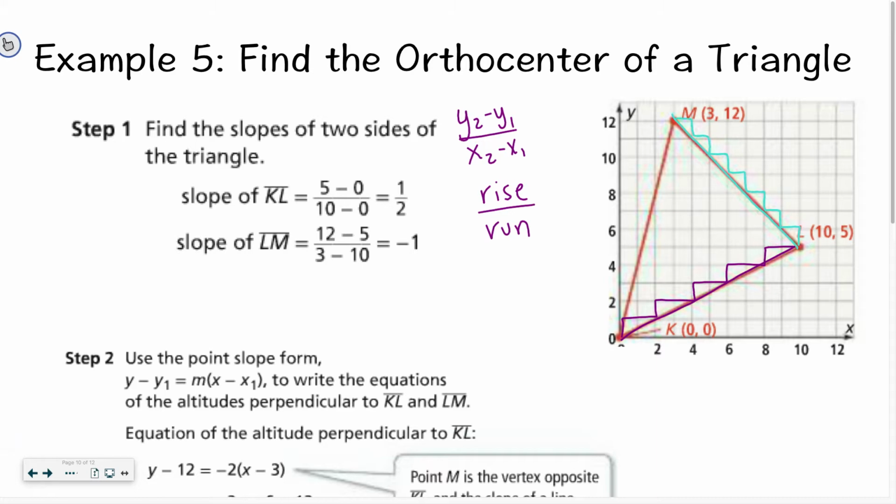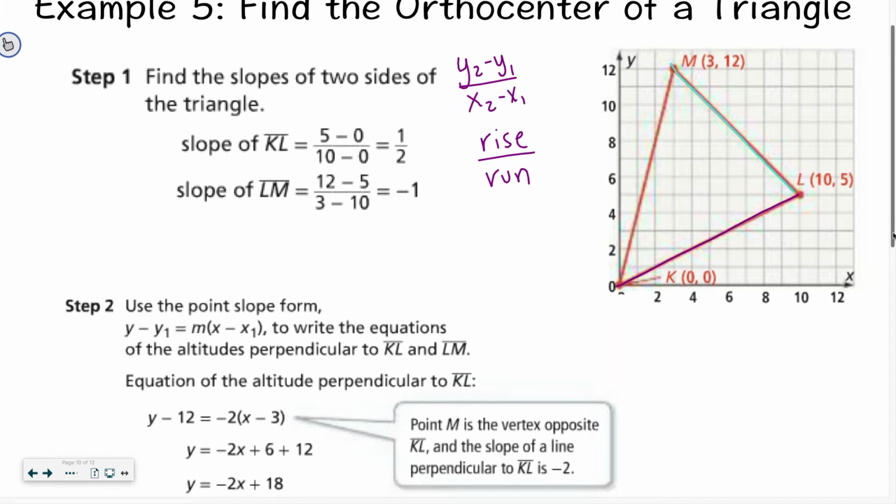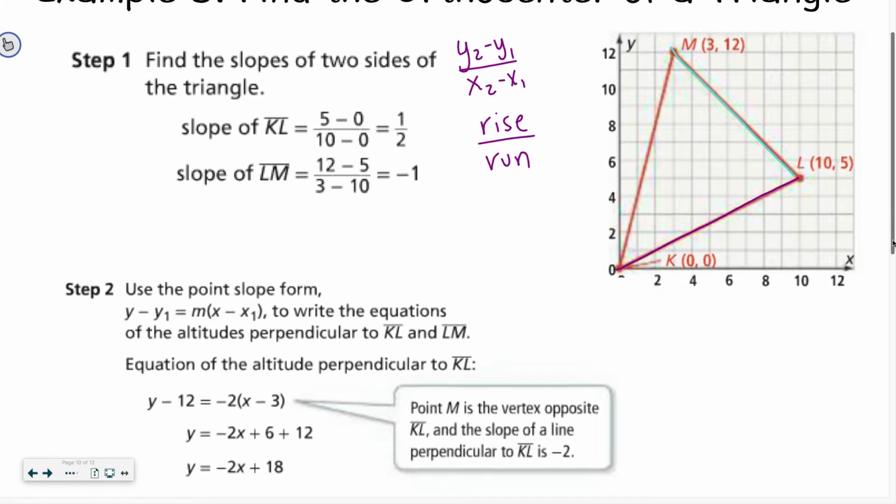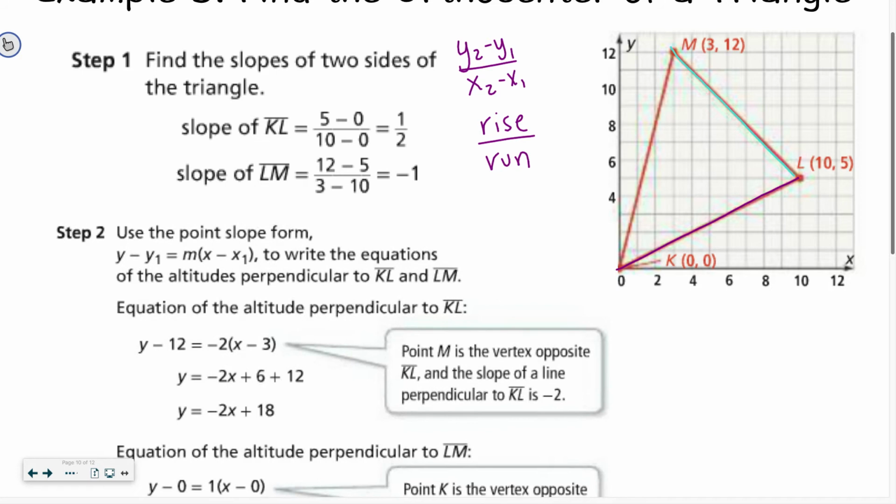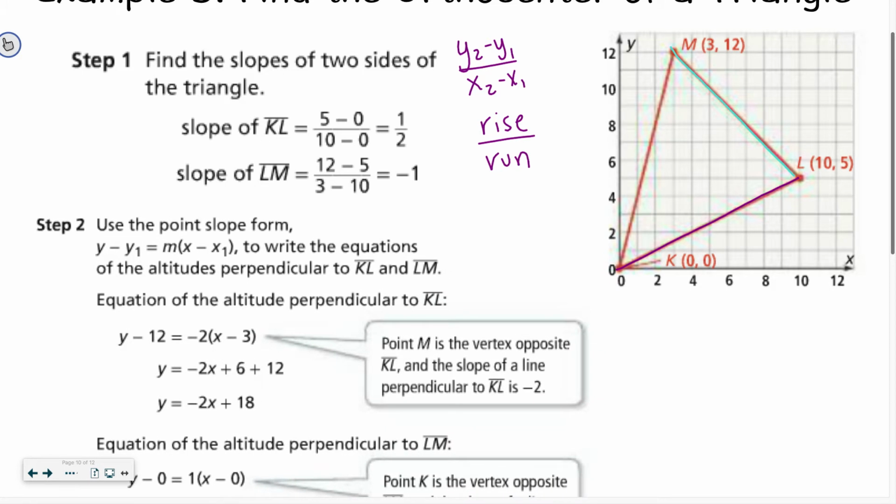So that's your first step. Find the slope of two lines. Then your second step is going to be to find equations that are perpendicular to each of those lines. The book uses point slope form, which we haven't talked about again this year. We talked about it last year. You can use either slope intercept or point slope. And you want to write equations of the altitudes that are perpendicular to KL and LM.